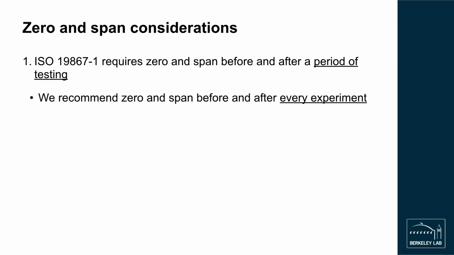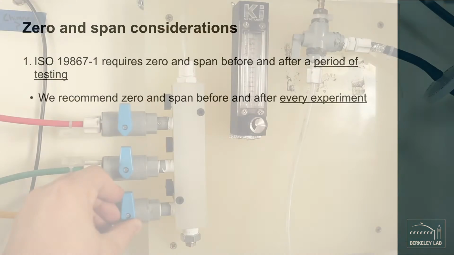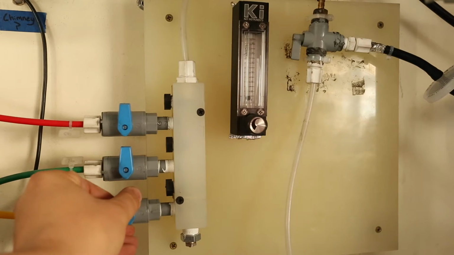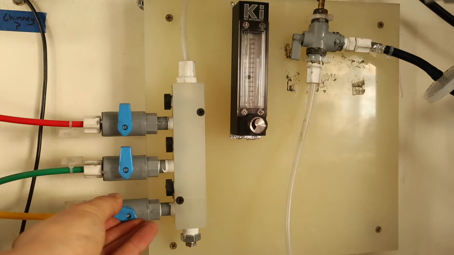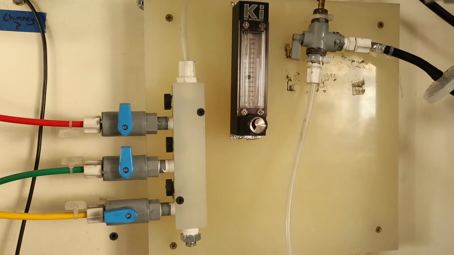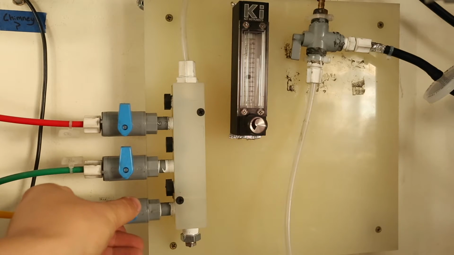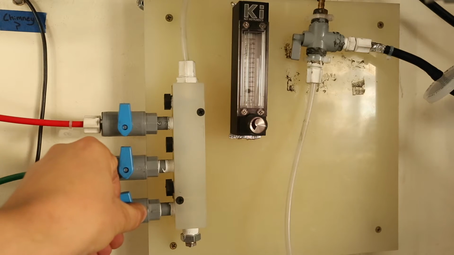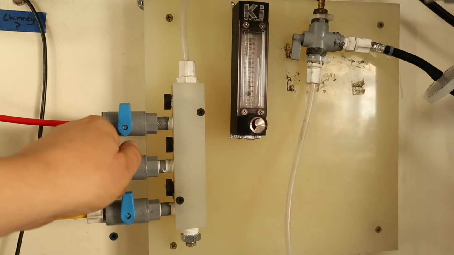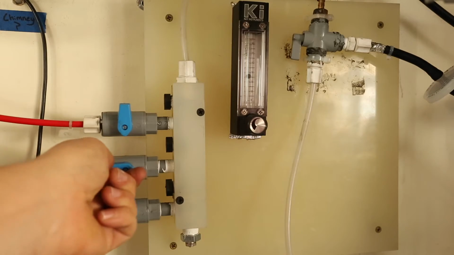We recommend that the zero and span also be checked and recorded after every experiment. Please note that when you zero and span your analyzer, you may need to create a manifold to reduce the gas cylinder pressure to the appropriate pressure for your gas analyzer. The manifold can also be used to quickly switch between different calibration gases. Make sure to follow your manufacturer's instructions and guidelines in your gas analyzer manual.